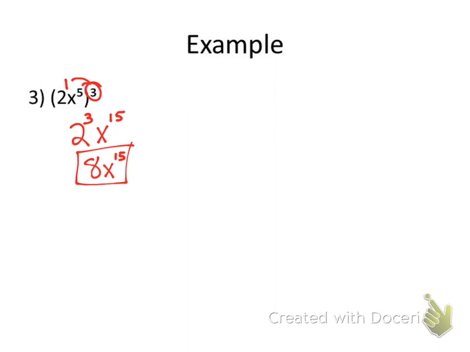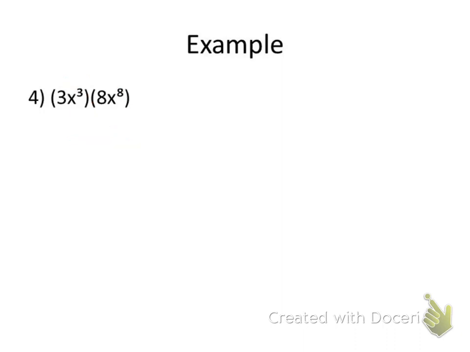Questions? I did 2 times 2 times 2, or 2 to the third power. 2 times 2 is 4 times another 2 is 8. All right, here comes number 4.